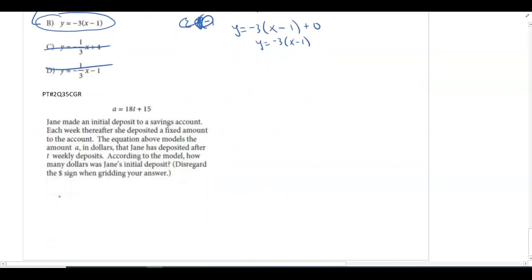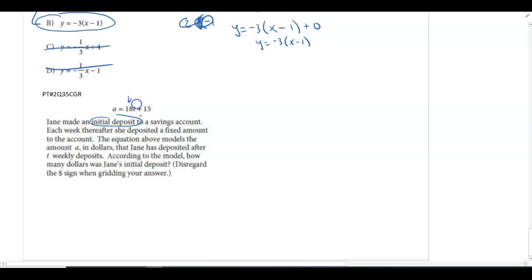Okay, and the last problem here. Jane made an initial deposit to a savings account. Each week thereafter, she deposited a fixed amount to the account. The equation above models the amount A in dollars that Jane has deposited after T weekly deposits. According to the model, how many dollars was Jane's initial deposit?